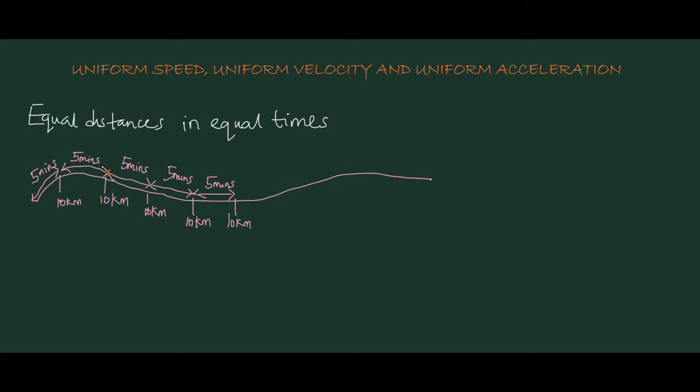So what the illustration above shows is that the person running on this track has a uniform speed. All that is happening here, 5 minutes in 10 kilometers, you can see equal distances in equal time, so they are both equal. So this is what we call uniform speed.